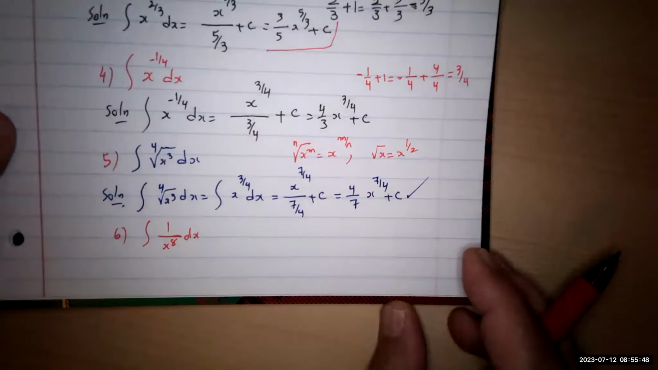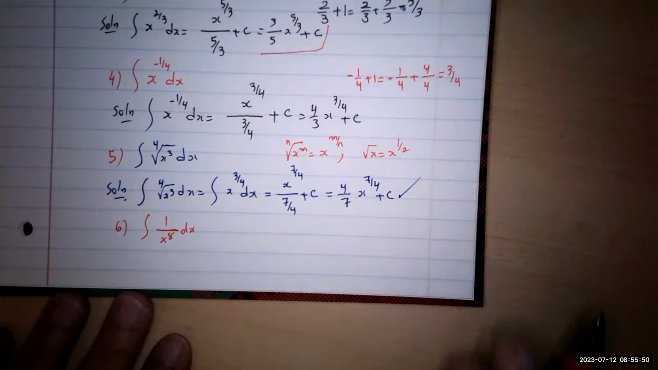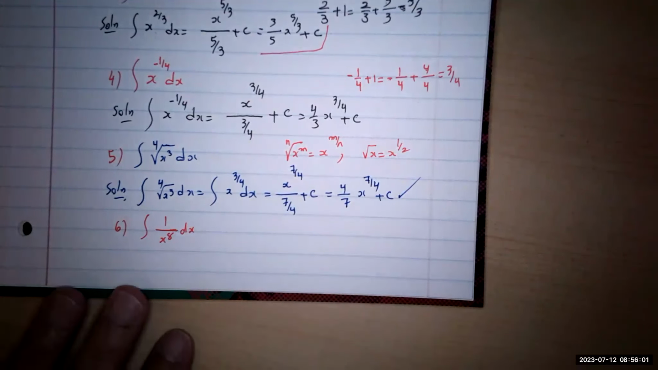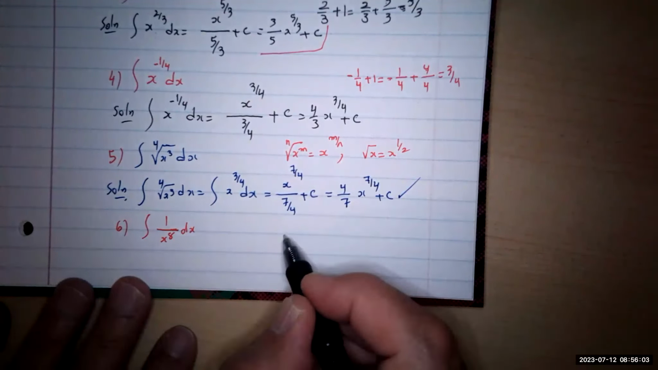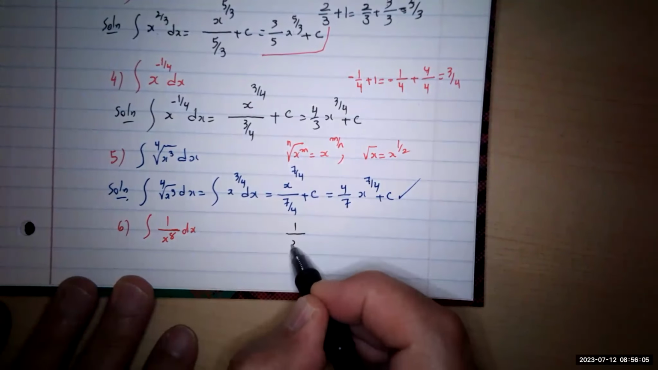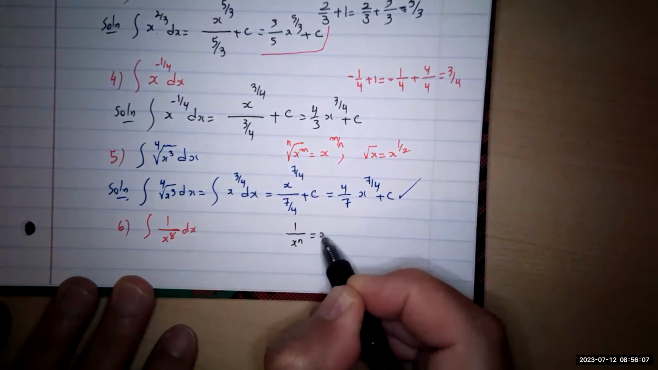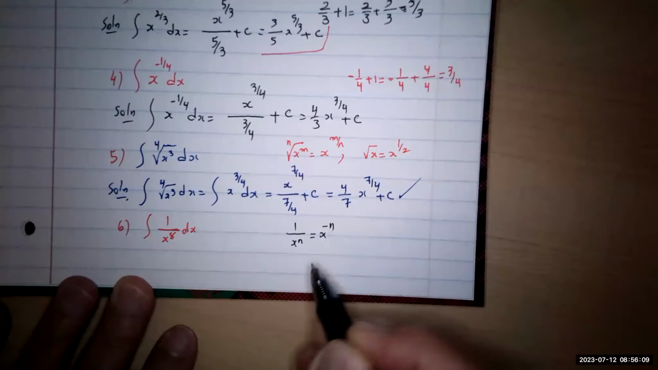Remember, we have only the power rules. Any suggestion for this one? Rewrite as a negative power in the numerator. That's it. Very good. Yes, we move it up. Remember, we did it before. So we remind ourselves that if we have 1 over x to the n, we move it up into the x to the negative n.